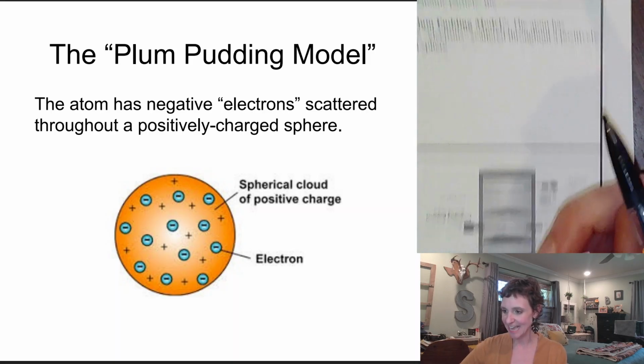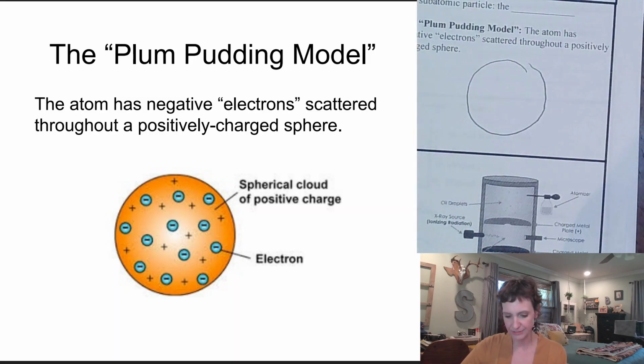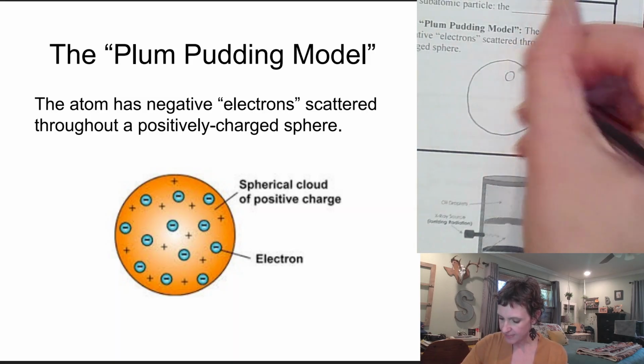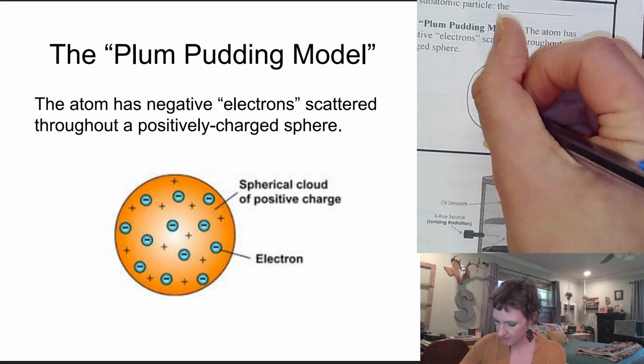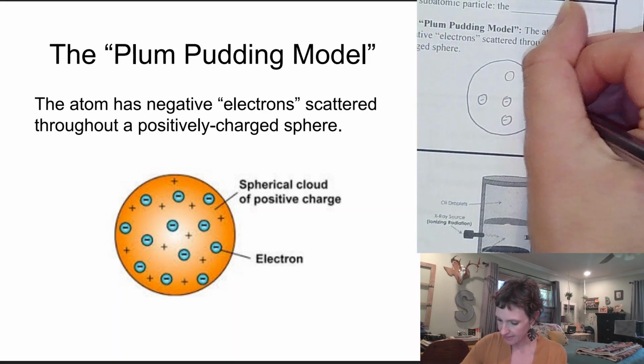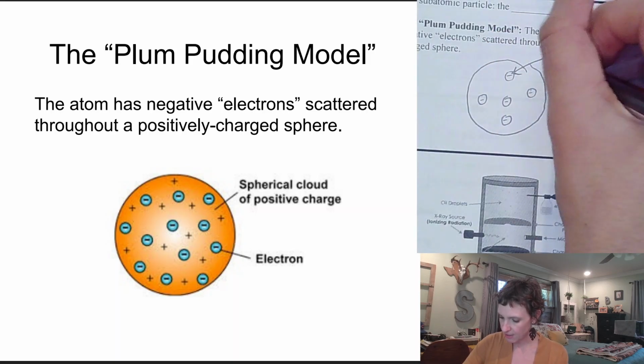So basically what he said here is that we're still dealing with a sphere, like Dalton told us, right? But inside of that sphere, we've got these negative chocolate chips, right? So we're going to draw some little circles inside and give them little negatives. And we're going to point to one of those guys and call that an electron.